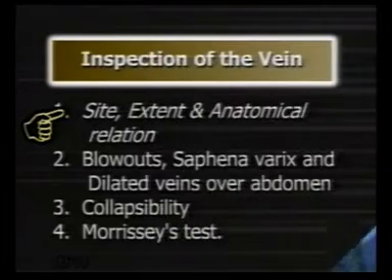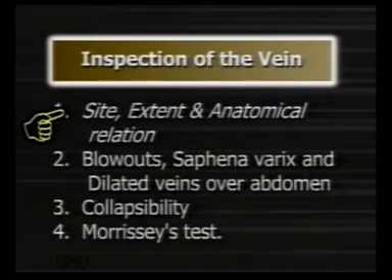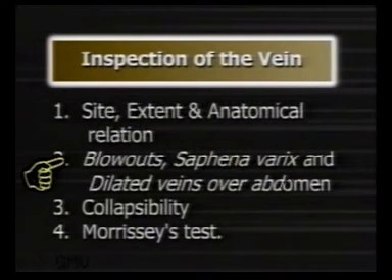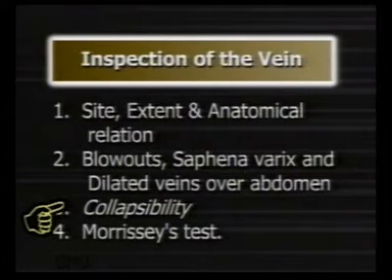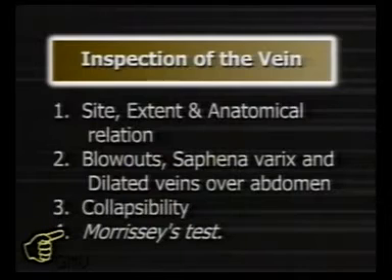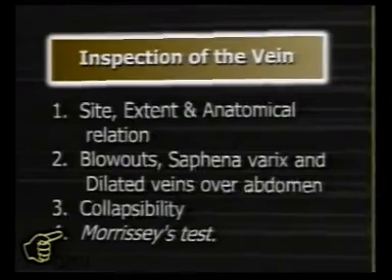To revise, on inspection, first inspect the vein for the site, extent and anatomical relation of the vein. Look for blowouts, saphena varix and dilated veins over the lower abdomen. Then raise the leg to 60 degrees to check whether the varicosity collapses and ask the patient to cough, looking for a retrograde venous pressure wave, that is Morris's test.